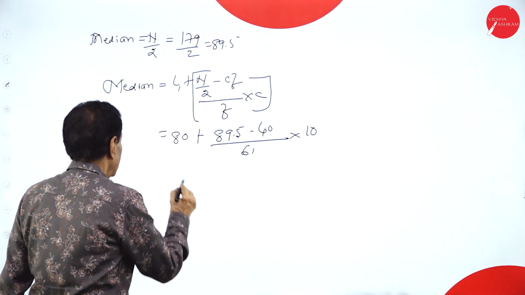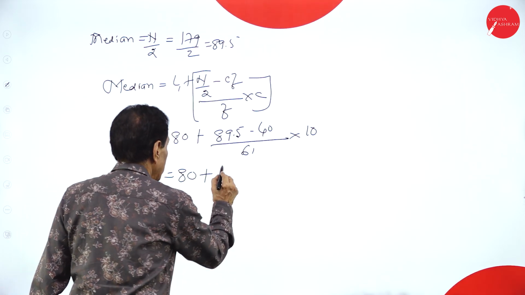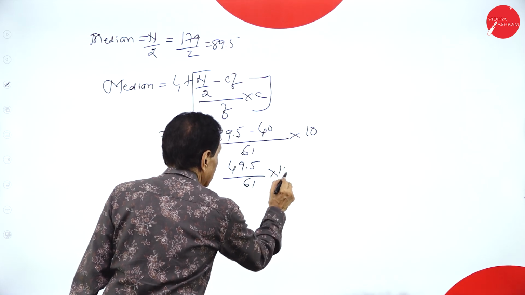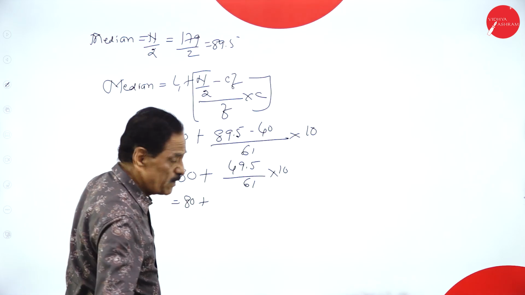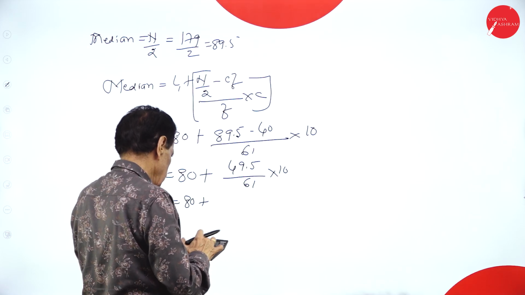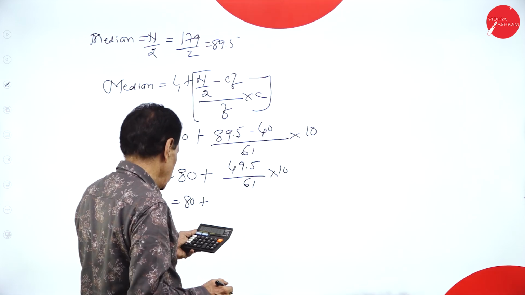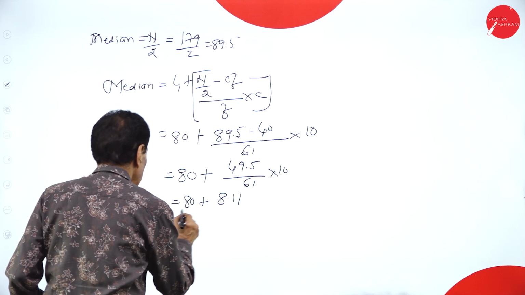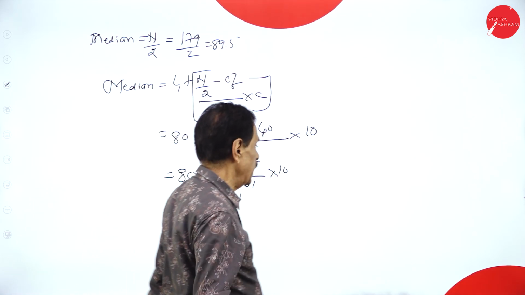Simplify. 80. 89.5 minus 40 is 49.5, divided by 61 into 10. Then 80. Simplify this. 49.5 into 10 is 495, divided by 61, that is 8.11. So 88.11 now. This goes in favor of median.